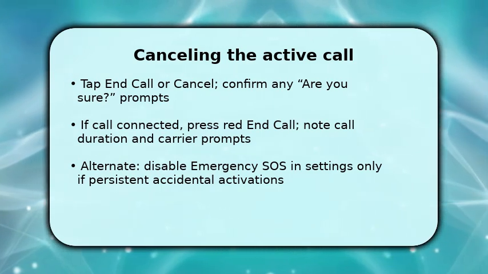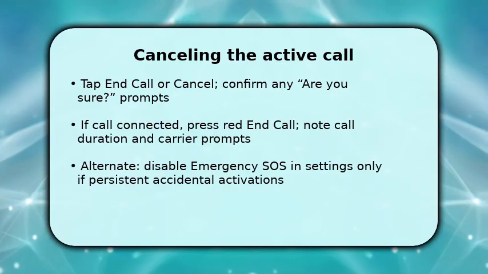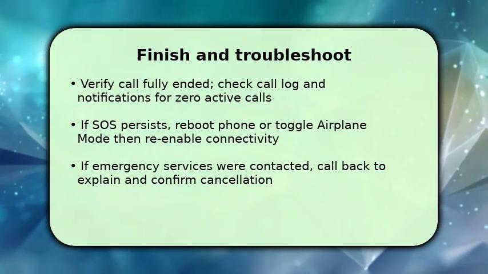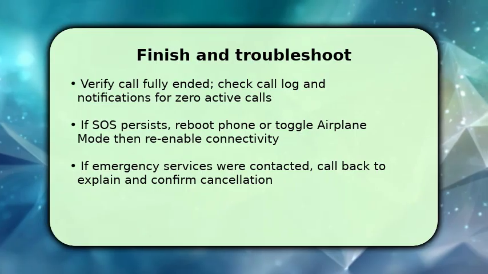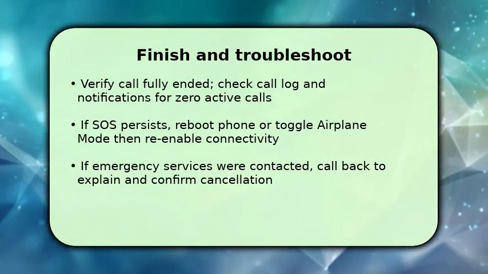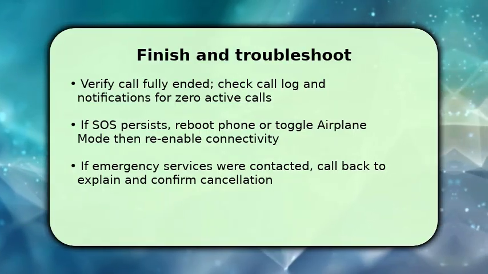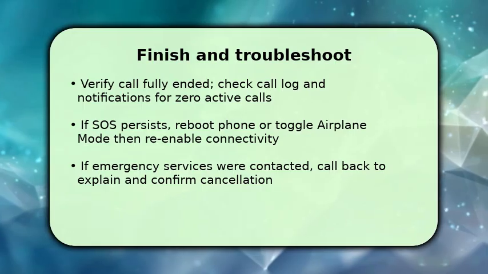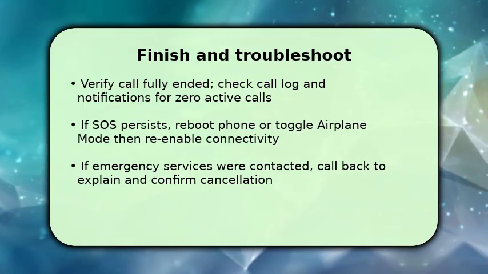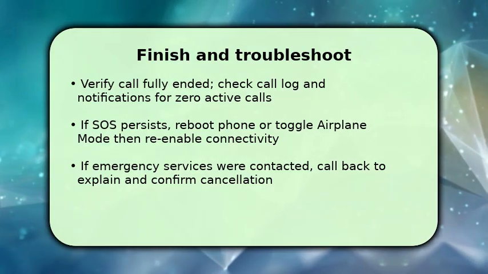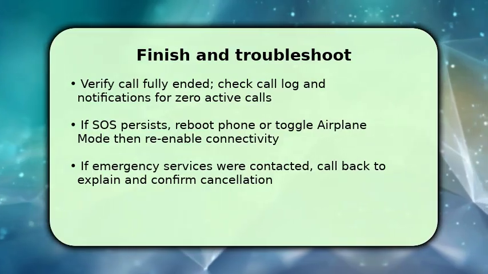Finish by verifying the emergency sequence completely ended. Open your call log and notifications to ensure no active SOS or ongoing call. If the alert won't cancel, reboot the device. If that fails, toggle airplane mode to sever network links, then restart and re-enable. Make sure to review emergency SOS settings to prevent repeat activations.